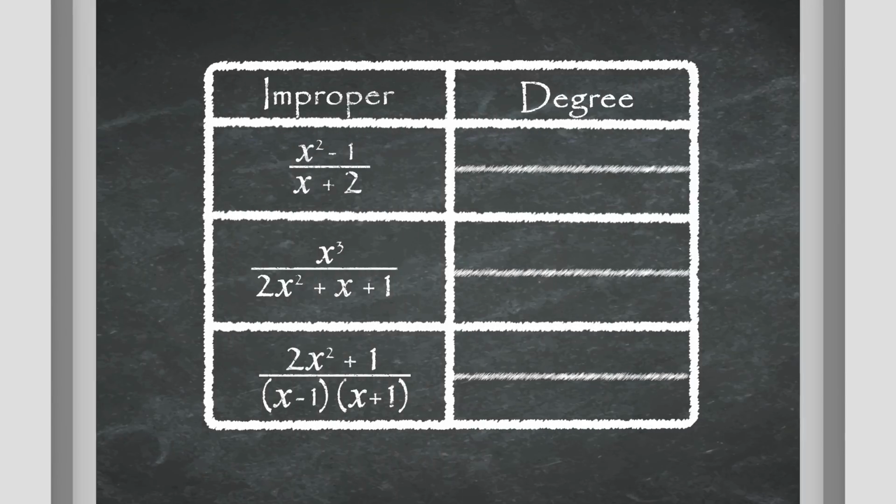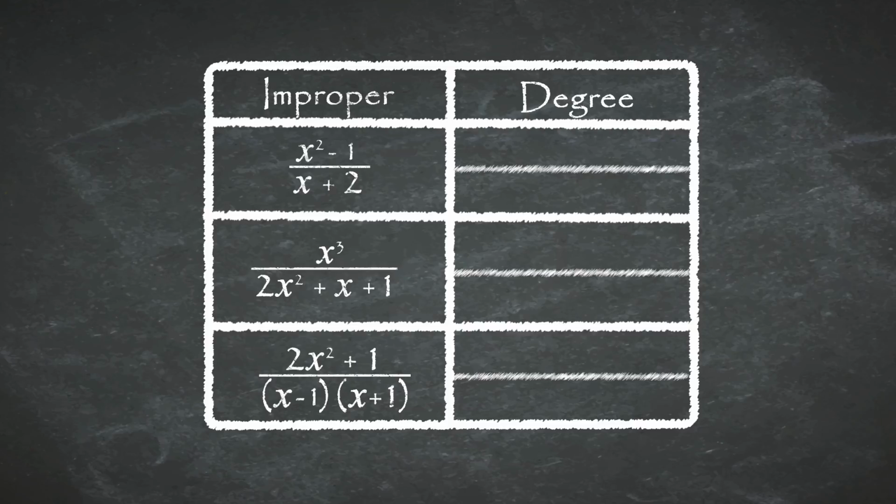On the other hand, let's see why these algebraic fractions are improper. Look at the numerator of this fraction. The highest index of x is 2, so it has degree 2. Look at the denominator. Its highest index of x is 1, so it has degree 1. For this fraction, the numerator is a cubic polynomial, so it has degree 3. And the denominator is quadratic, so it has degree 2.